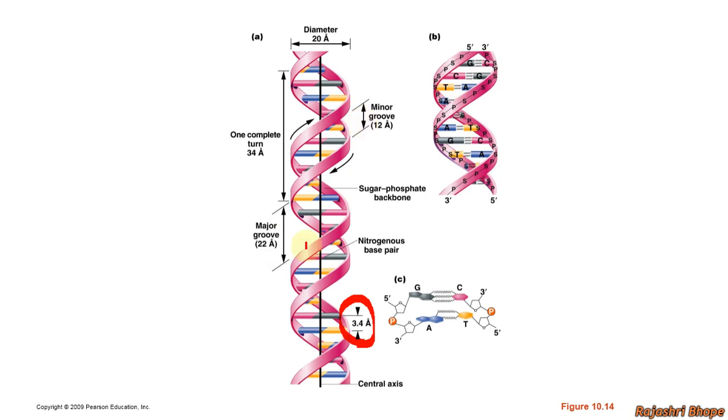Here you can see this pink colored backbone is formed by alternating sugar and phosphate, and the bases are embedded inside of the helix. They are stacked one above the other. This is the backbone formed by sugar and phosphate, and these are the bases which are embedded inside of the helix.